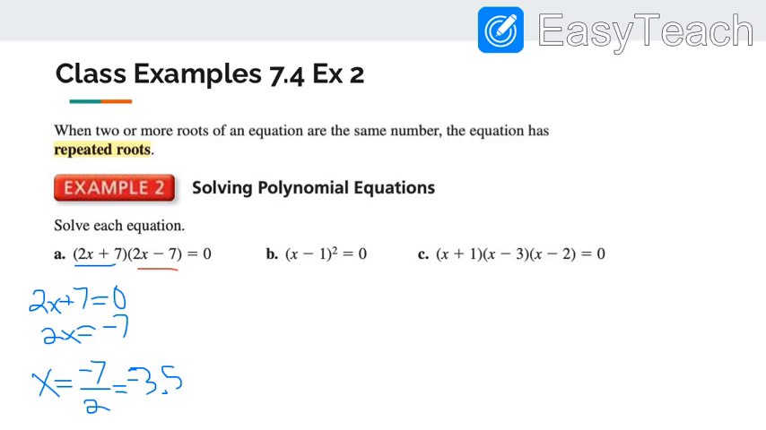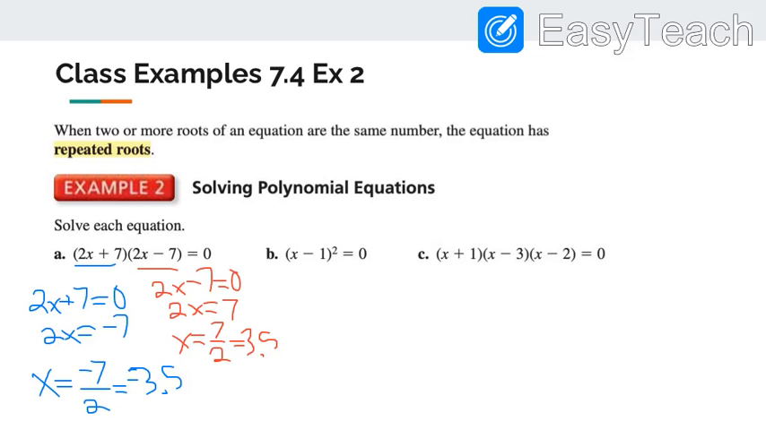For the other half, 2x minus 7 equals 0. Add 7 to both sides, we get 2x is equal to 7. Final answer becomes x equals 7 over 2, again the same thing as 3.5.